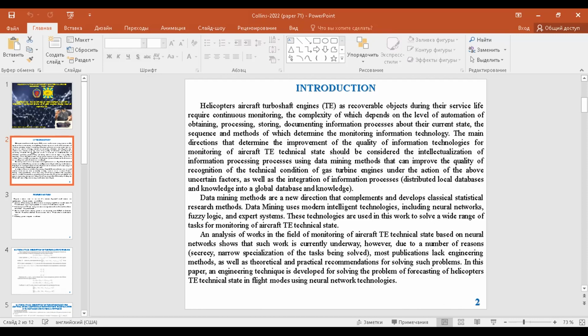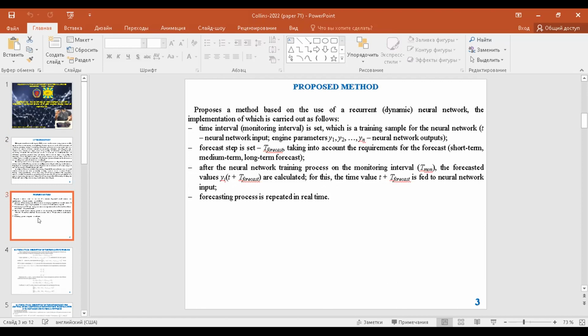In this work, an engineering methodology is developed for solving the problem of forecasting of helicopter turboshaft engines technical state in flight modes using neural network technologies. Methods for forecasting of aircraft turbojet engines technical state using neural networks are described in detail in the works of Professor Serhiy Shevnakov, while this is the adaptation of these methods in relation to aircraft engines of helicopters.